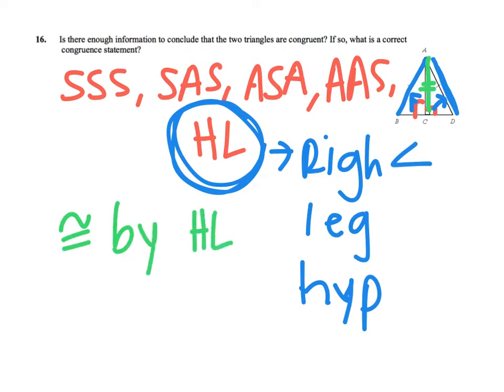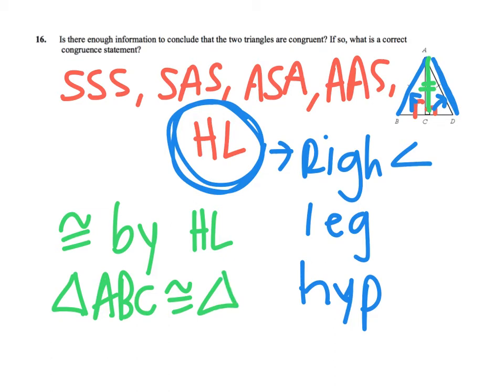And then we have to write a congruent statement. So I'm going to say triangle, let's do ABC is congruent to triangle. Now A is in the same spot. Notice B is out here and D is out here, so D has to go next. And my last letter will be C.